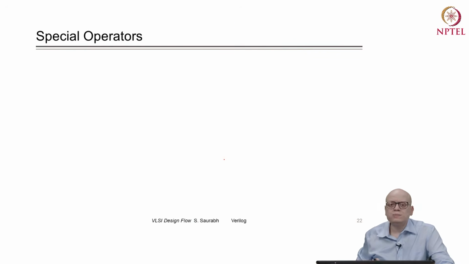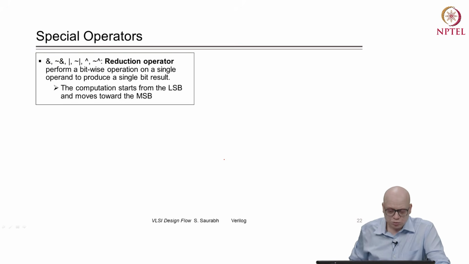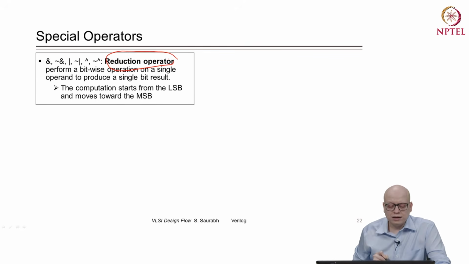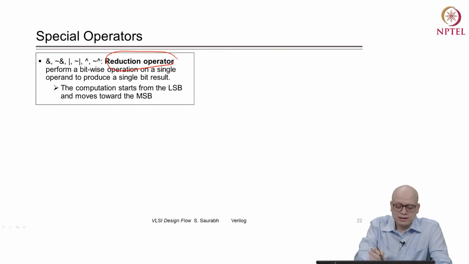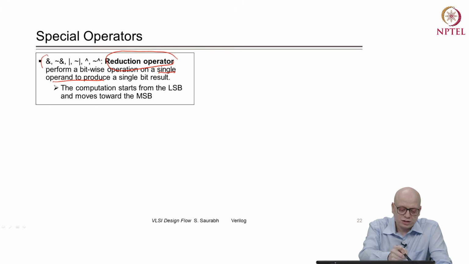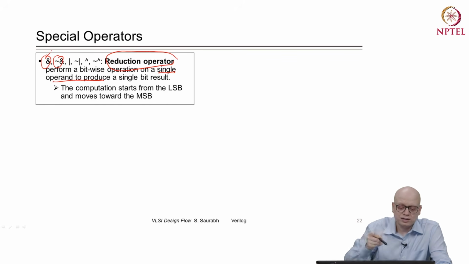Then there are some special operators which are supported in Verilog. Let us look at a few of them. One is called the reduction operator, and it takes only one operand. It takes a single operand to produce a single bit result. These are logical operators, and they operate bitwise on the operand, and finally give a one bit answer. The computation starts from LSB and moves to MSB bitwise, based on which reduction operator is used.